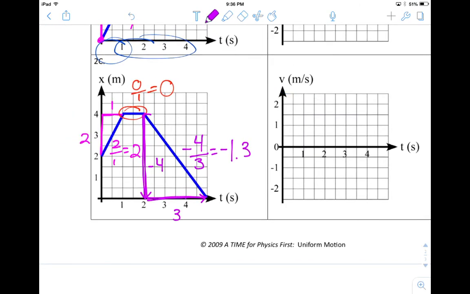All right, so let's go over this. What's over here? For the first second, I've got a velocity of +2. For the next second, I've got a velocity of 0. And for the final 3 seconds, I've got a velocity of -1.3. So something kind of like that.